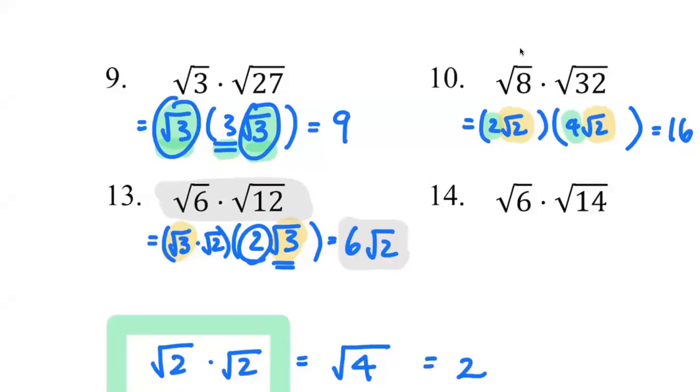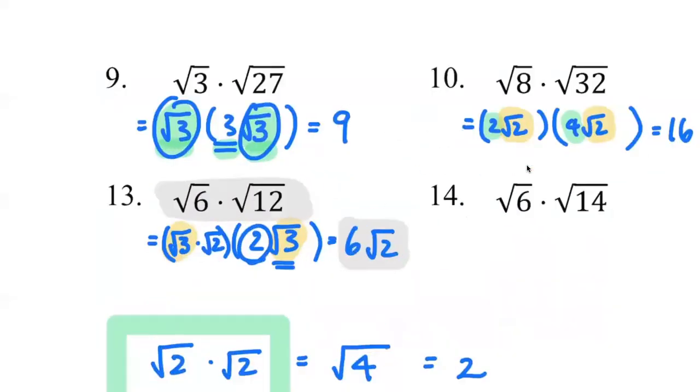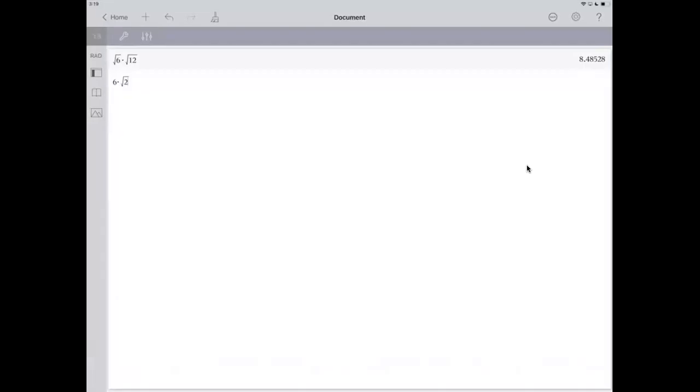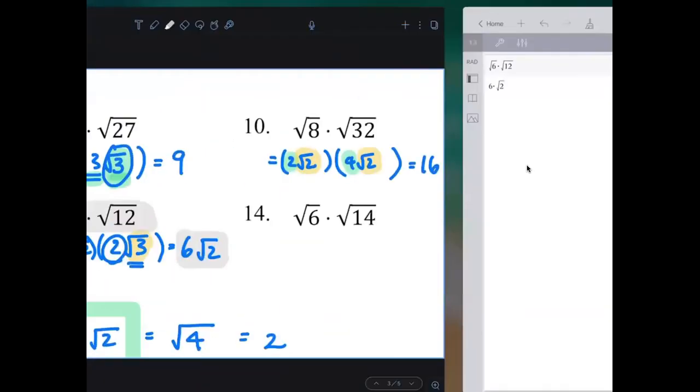Okay, so it is root 6 times root 12, right? So we'll type root 6 times root 12, and we'll get an answer. It's not pretty, but it's okay. And then we type 6 times root 2, right? That was our final answer, 6 times root 2. And then we'll press enter. And see, they are the same exact number. So that's how we know we have done things correctly, because they should still be equal to each other.